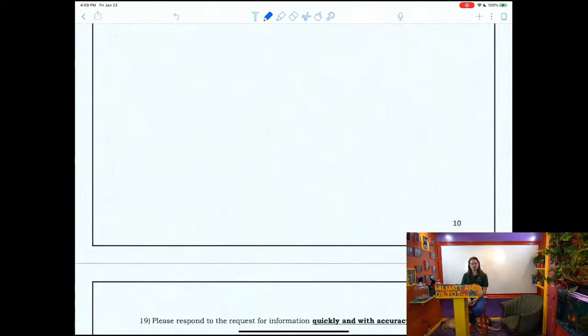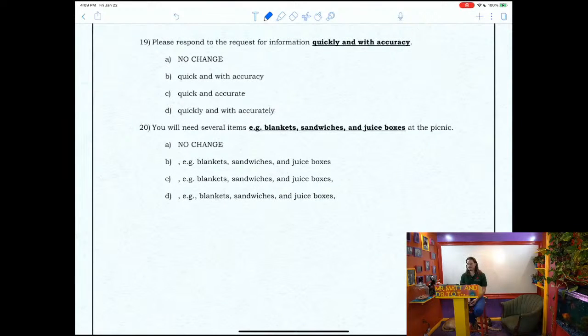If you have any questions, then please let me know. Otherwise, let's look at 19 and 20. Question 19 asks, please respond to the request for information quickly and with accuracy. Number 20, you will need several items, e.g. blankets, sandwiches, and juice boxes at the picnic. So I'll give you 3 minutes. After 1 minute, I'll start to give you some hints.